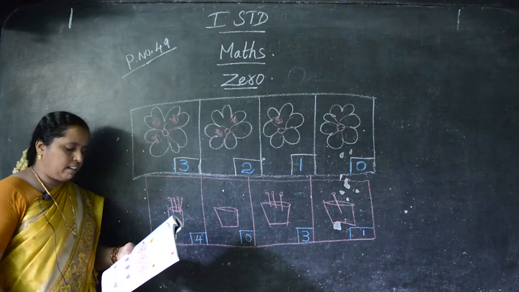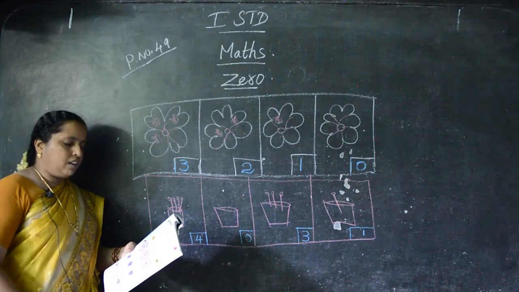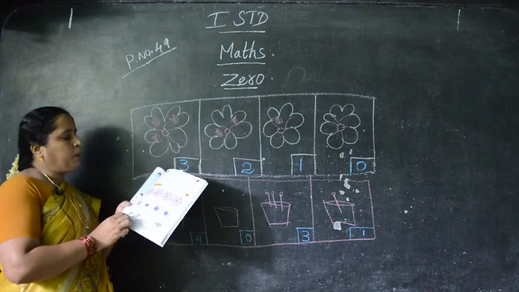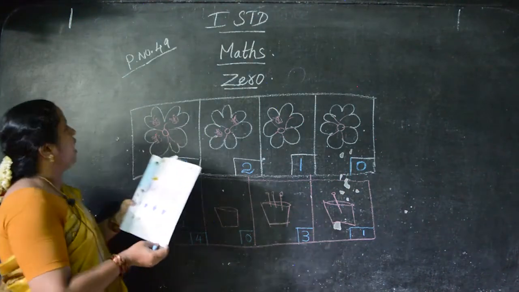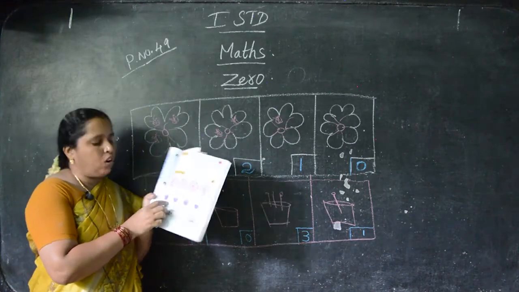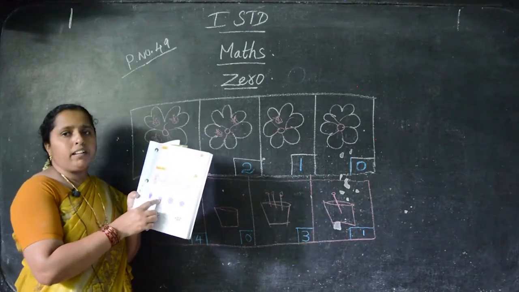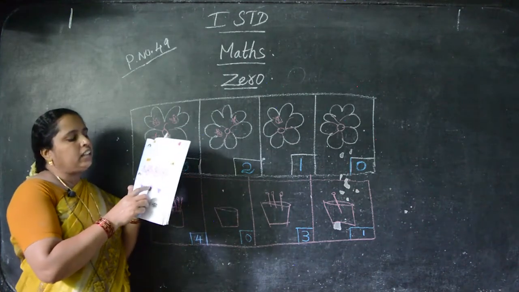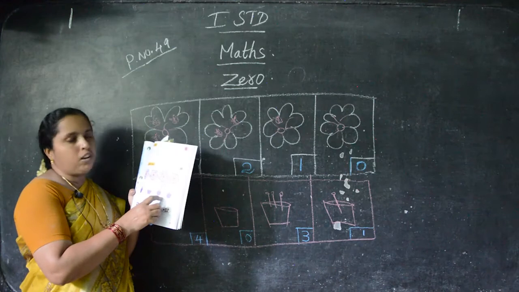Understand, children? Have you all understood this one? Count and write the number of pencils. You should count here. See, in your book page number 49. Here, see, 1, 2, 3, 4. You write here 4. In the second glass, no. So that is 0. Okay. In the third, 3 pencils are there. So here you write 3.